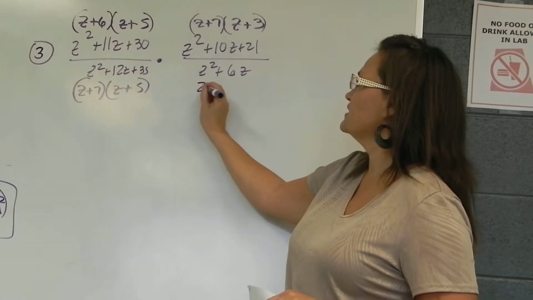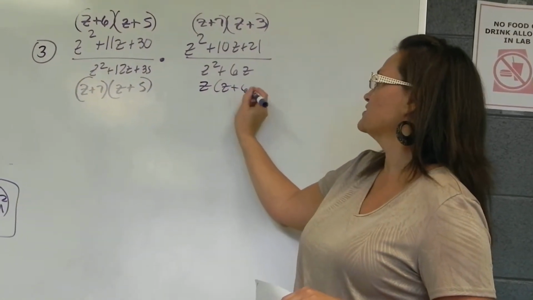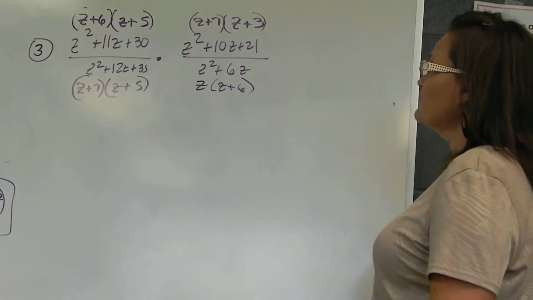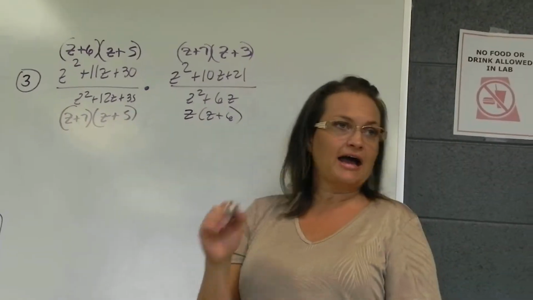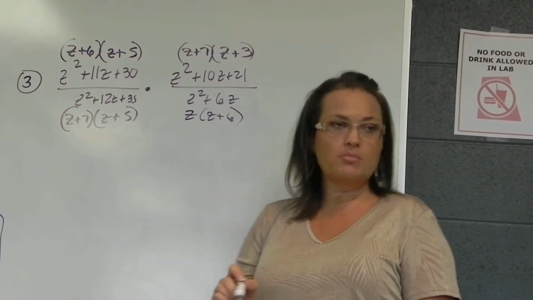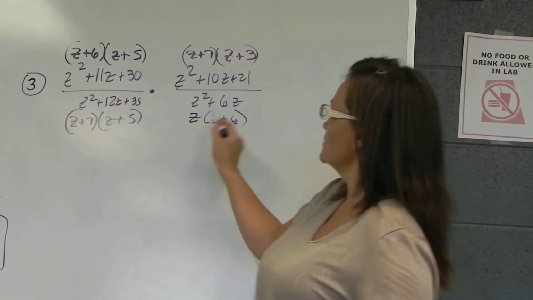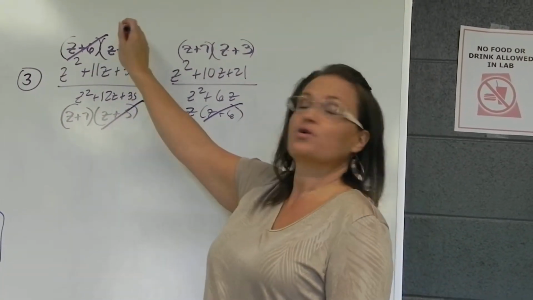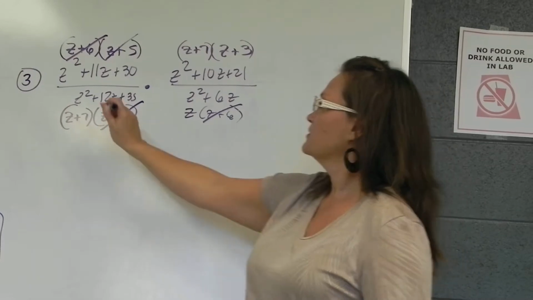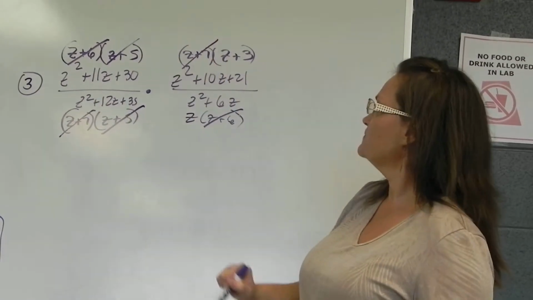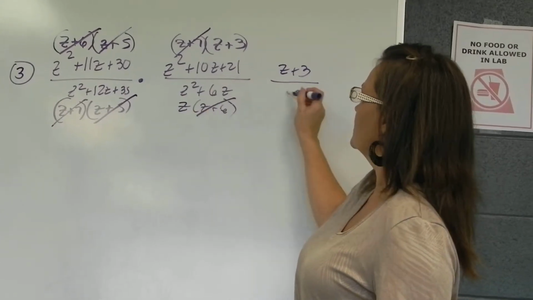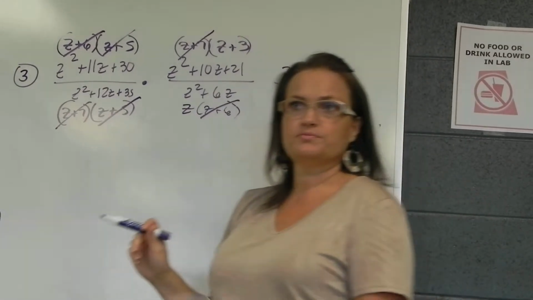Always factor out the GCF if there is one, and sometimes that's as far as it goes, like there. Once you get everything factored, then you're going to cancel diagonally or vertically any common matches, any common factors. So I can do the plus 6's, this vertical x plus 5, a diagonal x plus 7. So all that's left is the top z plus 3 over z for your final answer.